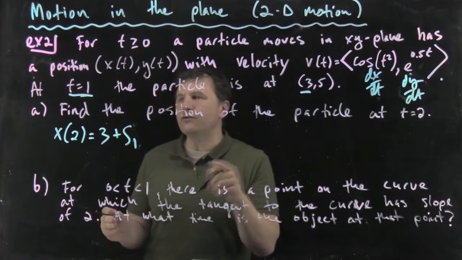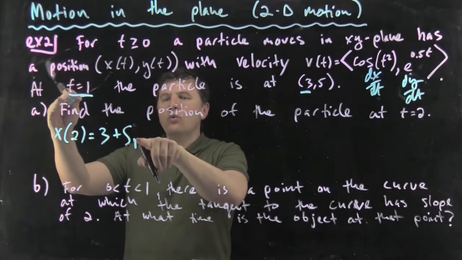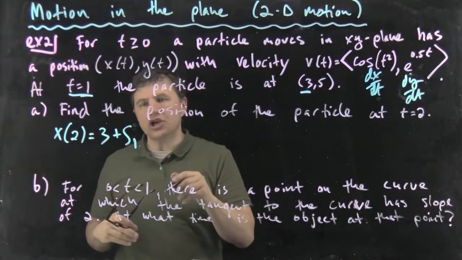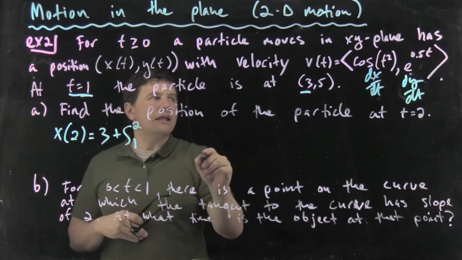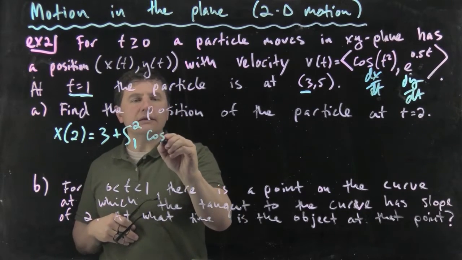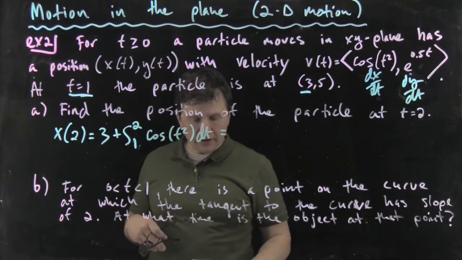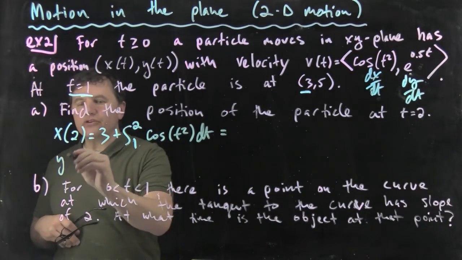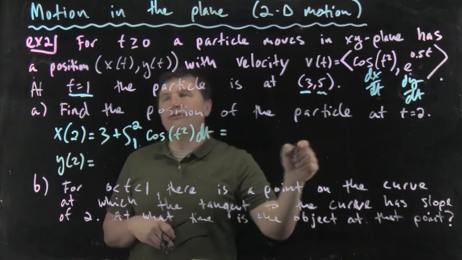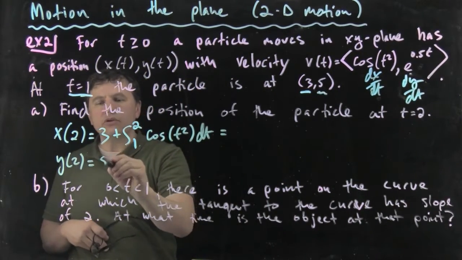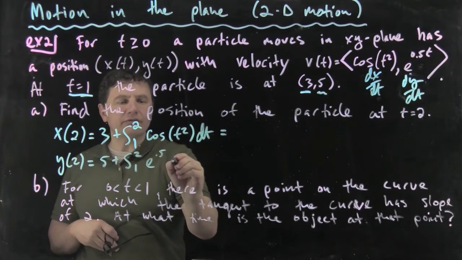If you get confused here, just think about this. If I plug 1 into the top, then 1 and 1 would give us 0, and that brings us back to 3. So that's sort of the check. And then this would be the time that we actually want the position. And then this would be cosine of t squared dt. And that's going to give me my x position. Okay, for my y position, I have the 5, once again at t equals 1. So 5 plus the integral from 1 to 2 of e to the 0.5 dt.